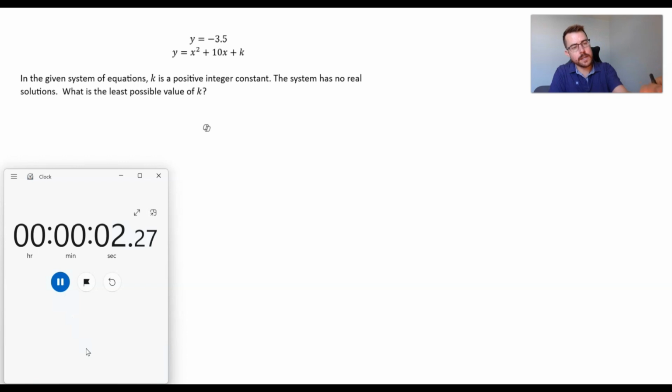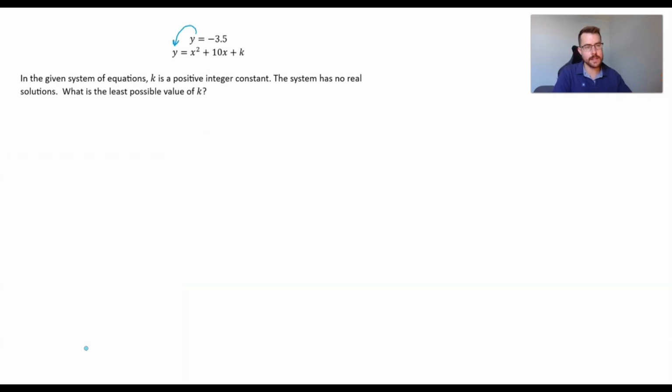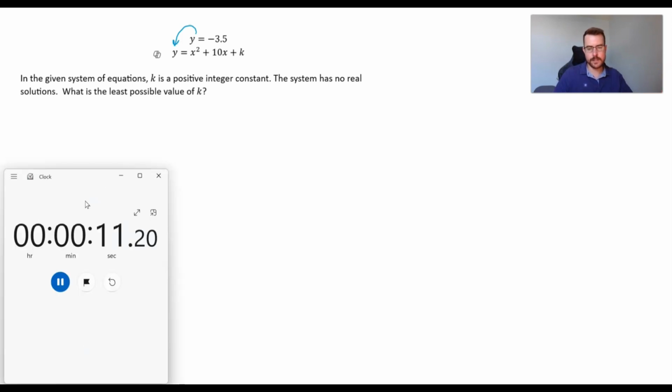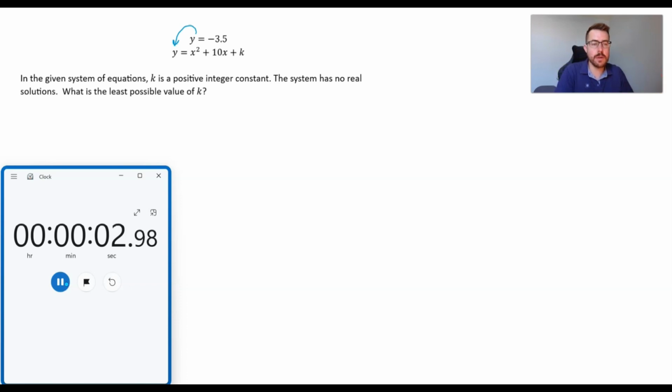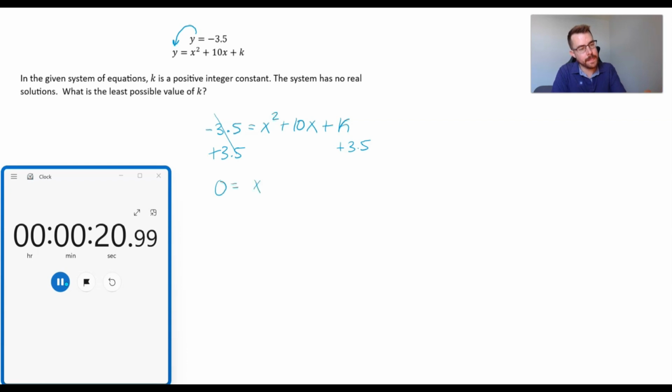So what I would do here is, first off, I would just substitute in this y equals negative 3.5 there. Let me make sure we keep this on the screen. Okay, let's reset this. So let's take that y equals negative 3.5 and substitute that in here. So we get negative 3.5 is equal to x squared plus 10x plus k. Now I want to get this set equal to 0, so we're going to add that 3.5 to the other side here. So now we have 0 equals x squared plus 10x plus k plus 3.5.